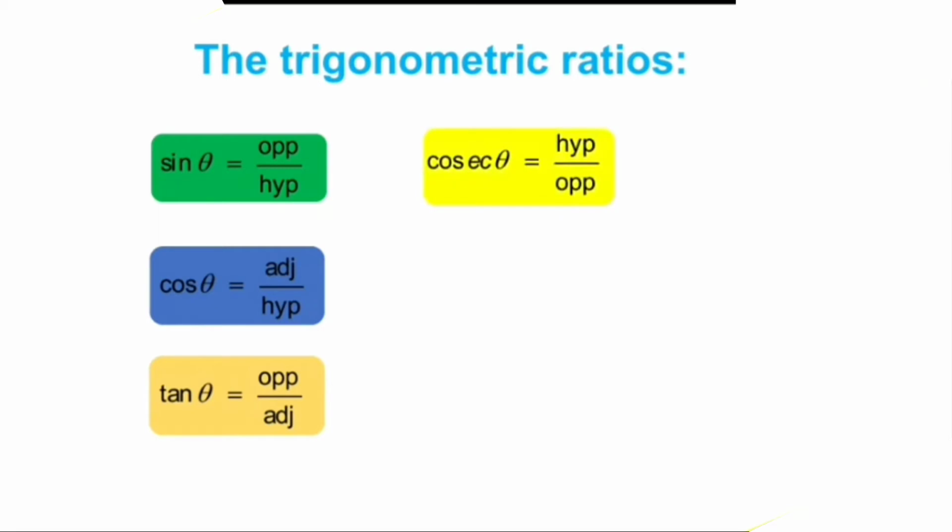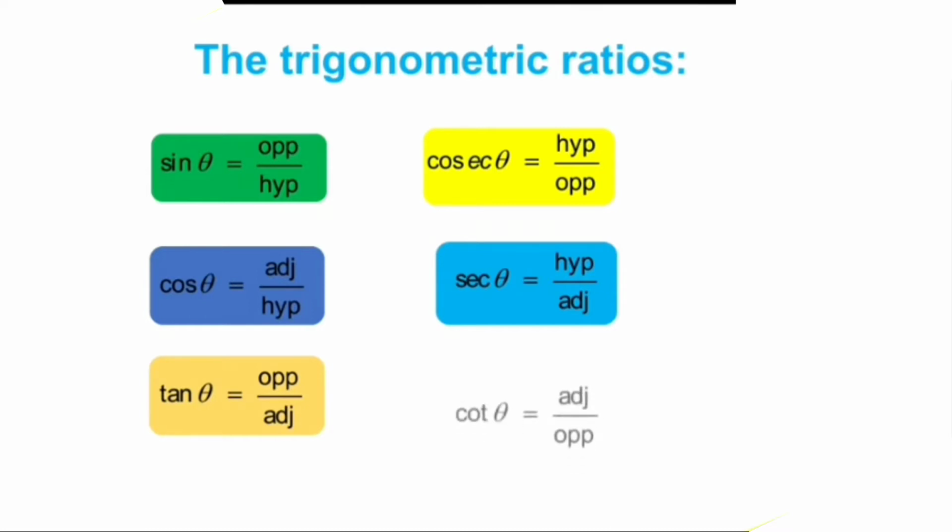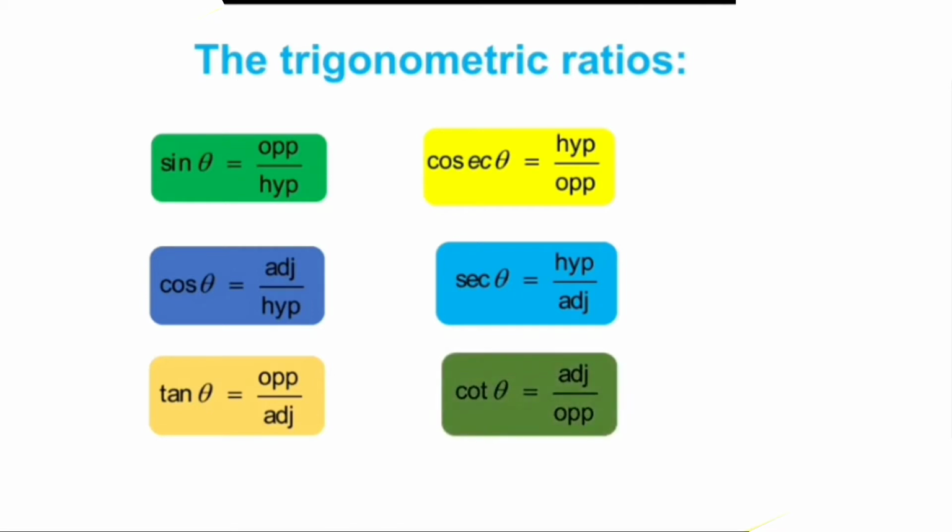Next, cosec theta or cosecant theta is equal to hypotenuse by opposite side. Next, sec theta or secant theta is equal to hypotenuse by adjacent side. Next, cot theta is equal to adjacent side by opposite side.